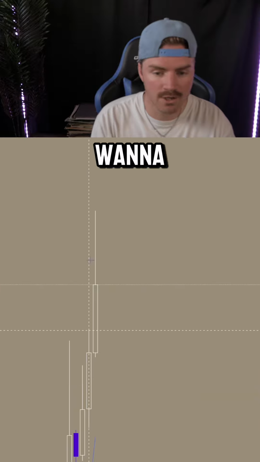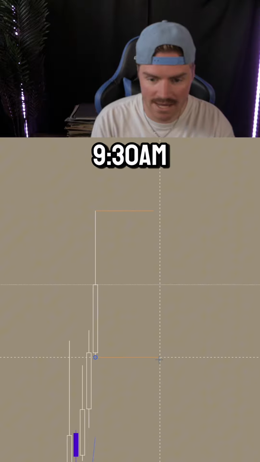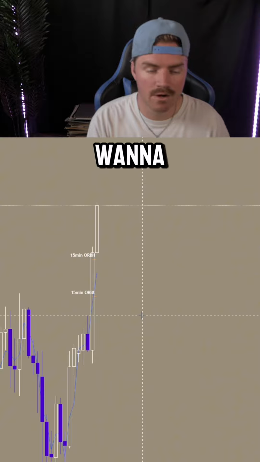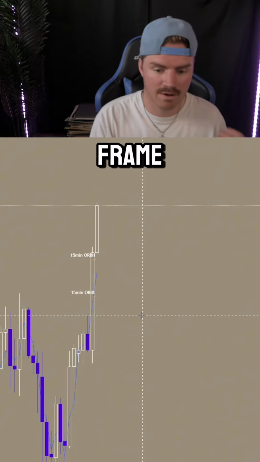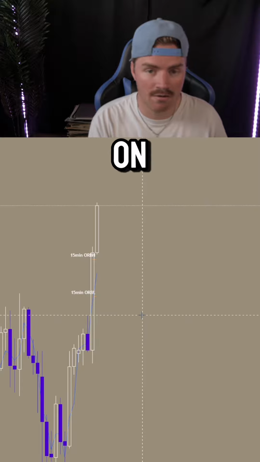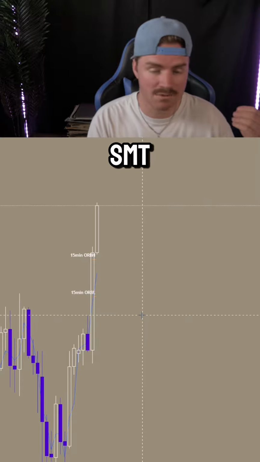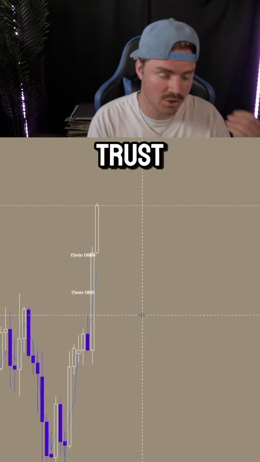Step number one, we want to chart out the high and the low of our first 15-minute candle at 9:30 a.m. New York time. The next thing we want to look for is delivery from a higher time frame fair value gap or order block. In today's example, I didn't see any delivery on NQ, but I did see delivery on ES, giving us SMT at the lows, which is enough for me to trust my trade.